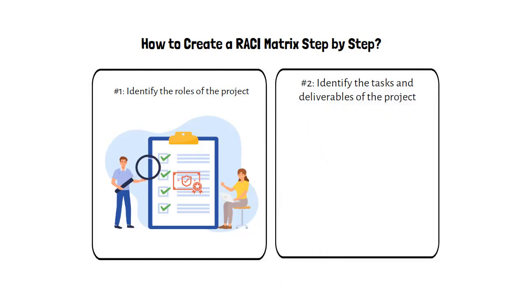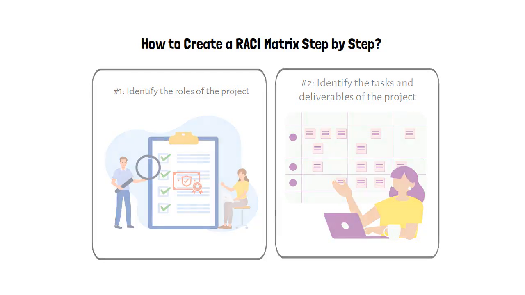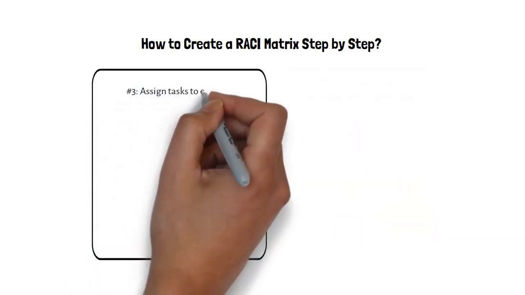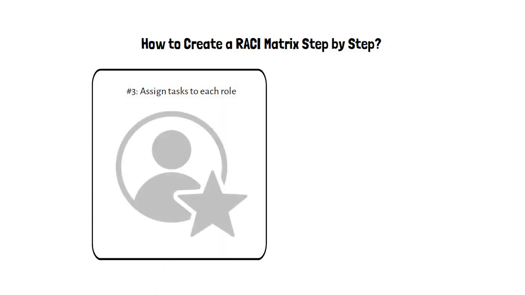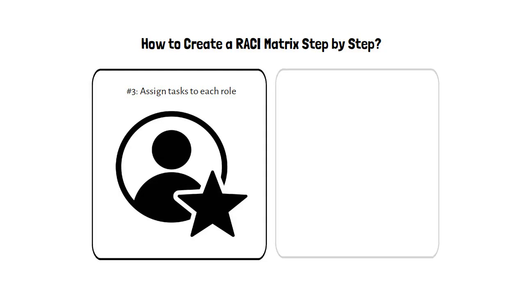Step 2. Identify the tasks and deliverables of the project. Before starting to create a RACI matrix, it is a good idea to break down the project deliverables into meaningful sections. You can place the deliverables on the left column and the names or roles at the top. Step 3. Assign tasks to each role. Think about the different tasks that you have listed and the people who are responsible for them. Every task should have at least one responsible or accountable person. Note that there is only one role or name assigned to accountable.